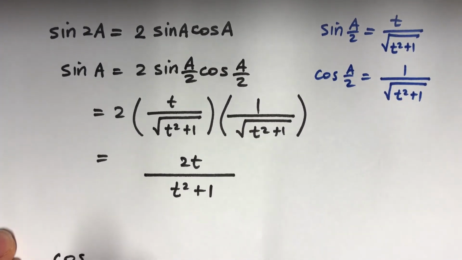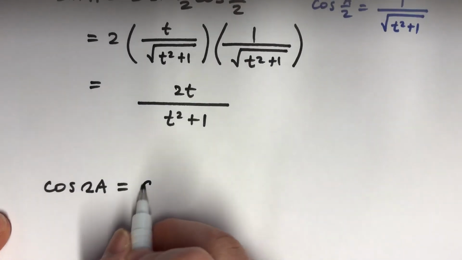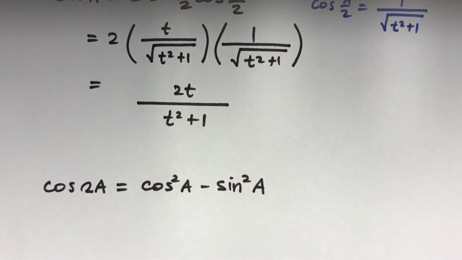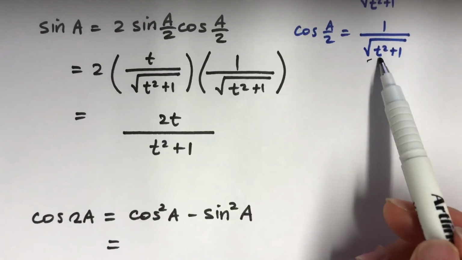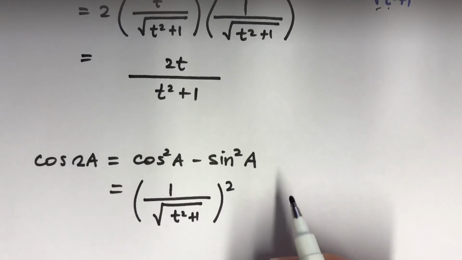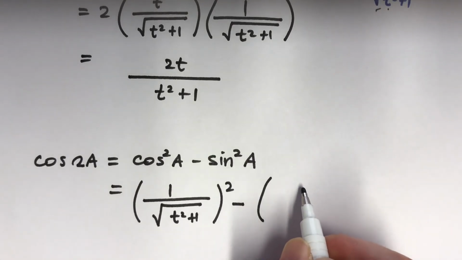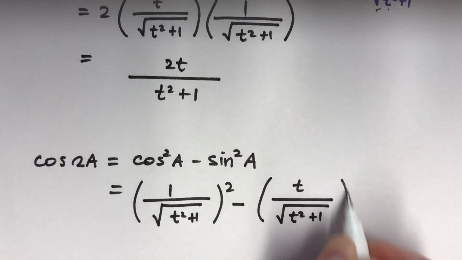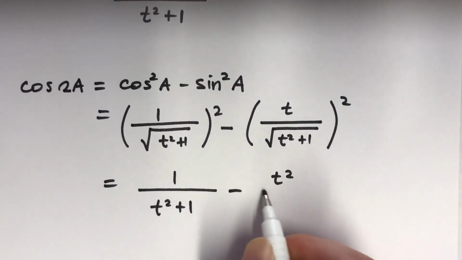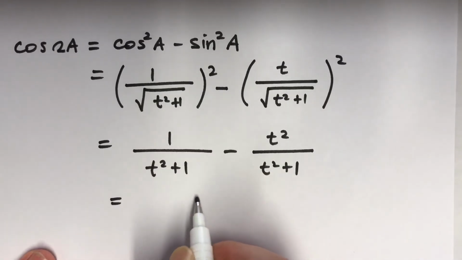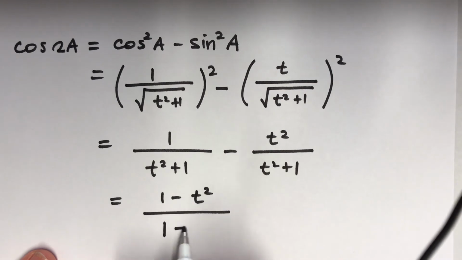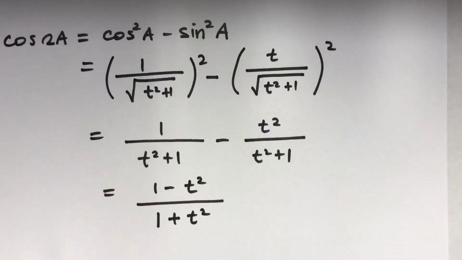Now, cos 2a equals, remember, cos square a minus sine square a. So how are we going to do this? Well, same thing. What's a cos? This one. So I'm going to square this one, 1 over square root of t squared plus 1, square it, and then minus sine was t over square root of t squared plus 1, and square it. So let's have a look. What I've got here is 1 over t squared plus 1 minus t squared over t squared plus 1, which is 1 minus t squared all over, I'm going to make it look prettier, 1 plus t squared, because t squared plus 1 is the same as 1 plus t squared. So that's what I've got.